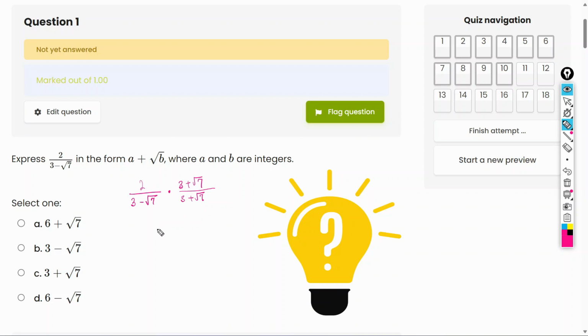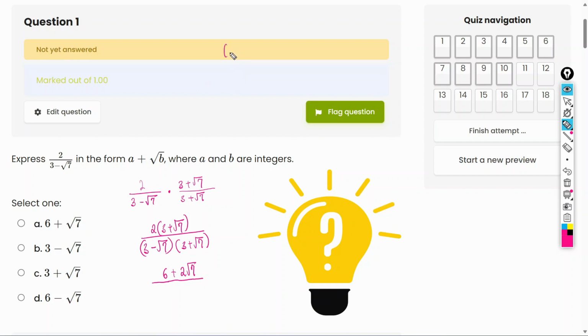Okay, so the top would become 2 bracket 3 plus root 7. The bottom would become 3 minus root 7 multiplying 3 plus root 7. The top would go on to be 6 plus 2 root 7, that's for the numerator. Now the denominator can be expanded normally, or we could also just write it as difference of two squares, that's a plus b times a minus b.